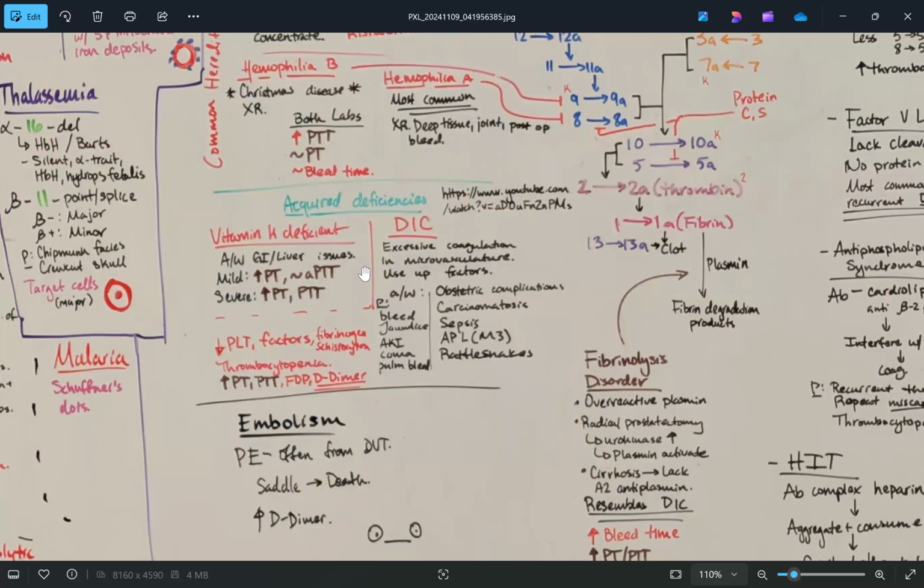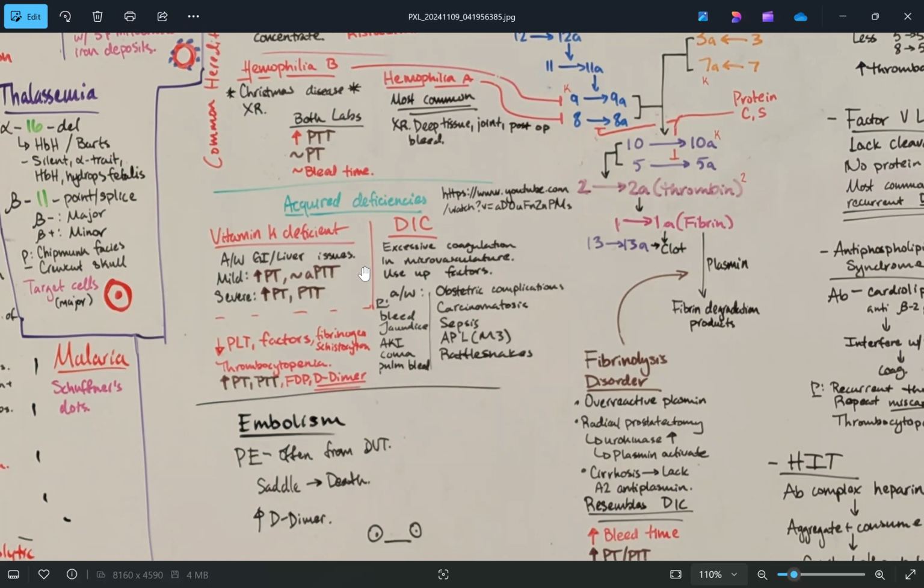Next is your DIC, your disseminated intravascular coagulation. You should watch that YouTube link for a funny, weird intro on it. But you'll have excessive coagulation in your microvasculature that uses up all your factors. And so therefore, if you use up all your factors, you're going to bleed a lot.